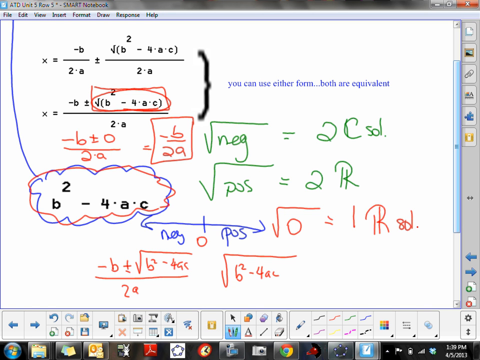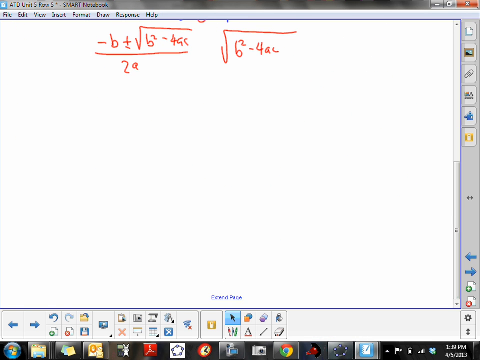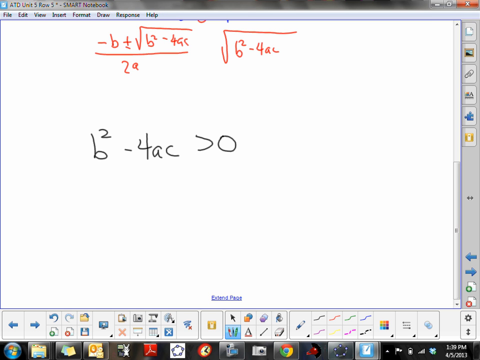Because what does it do? Tells you whether it's negative, positive, or zero. Okay, now I'm going to come back and address this in one other way. Sometimes, and I think on the quiz, this is how I have it written. What if b squared minus 4ac is greater than 0? If b squared minus 4ac is greater than 0, then you have two real solutions.